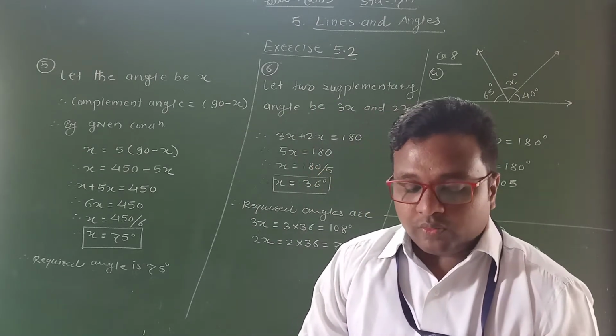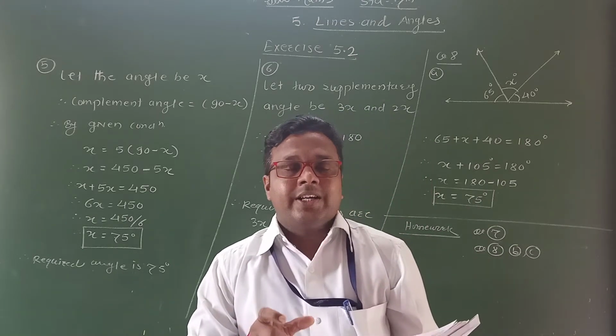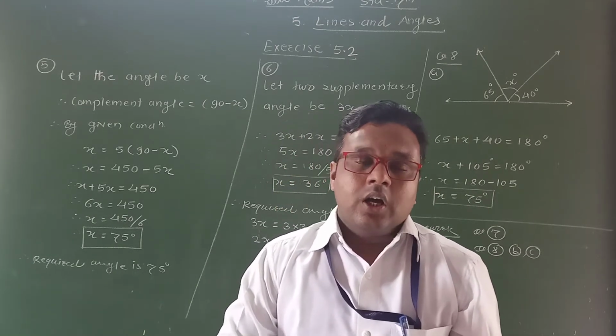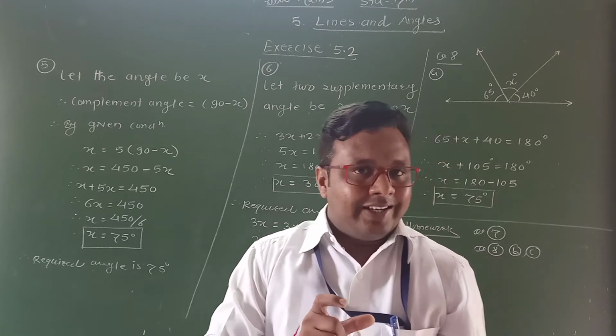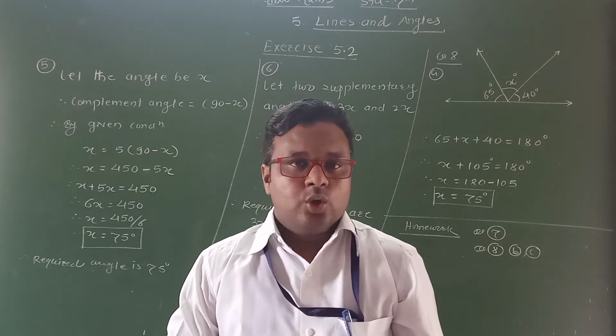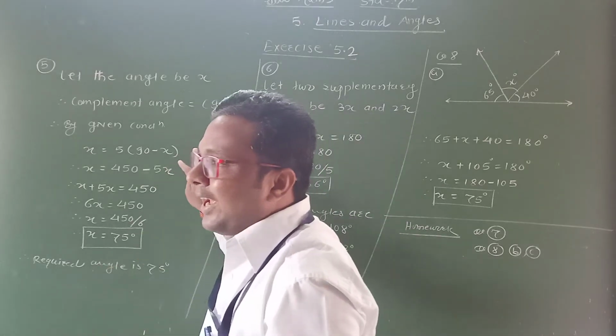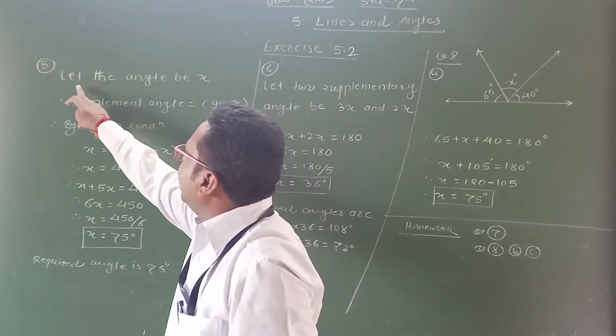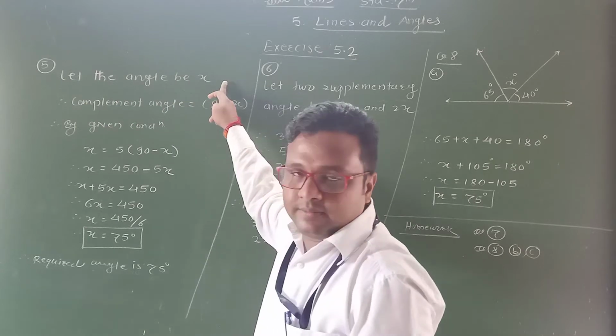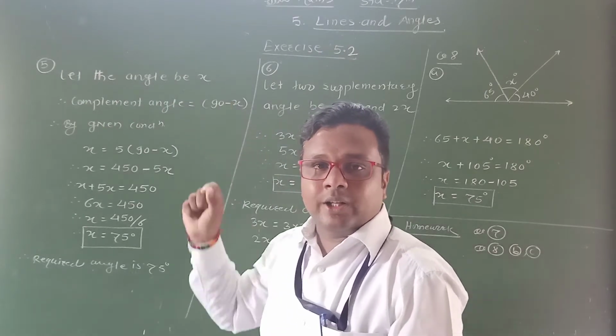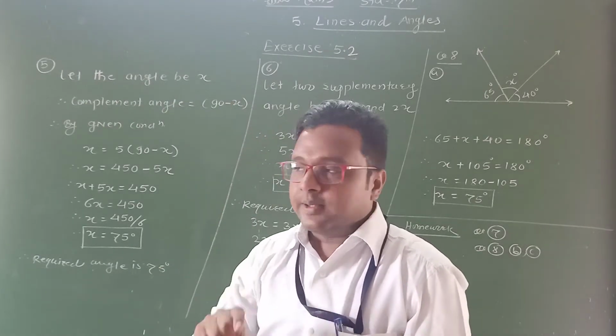Okay. Now first we find out the condition given in this question. According to that, we frame the equation to find out the value of the variable. Now what do we have to find out? The angle. Therefore here we consider, let the angle be x. For that unknown quantity we take the variable x.